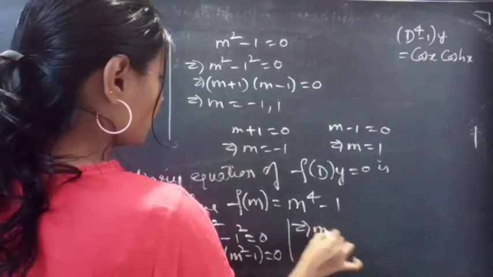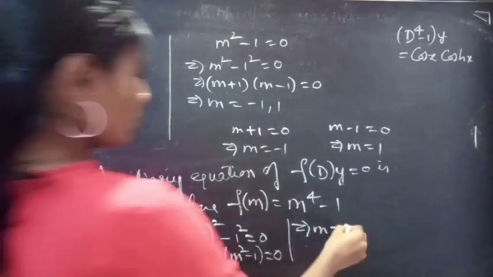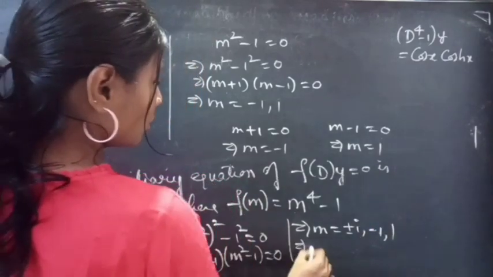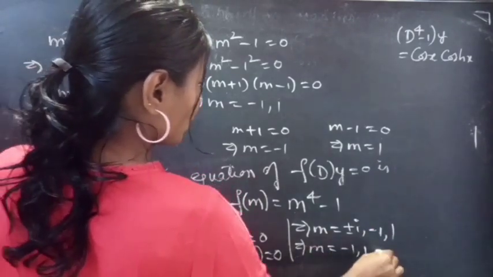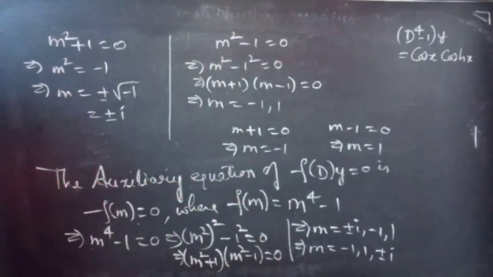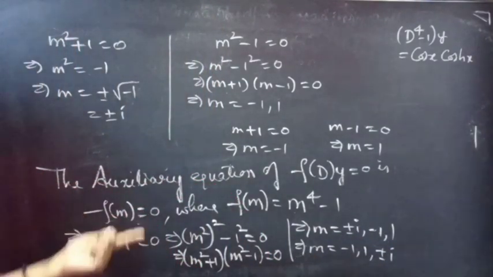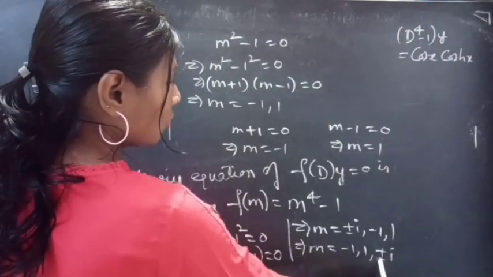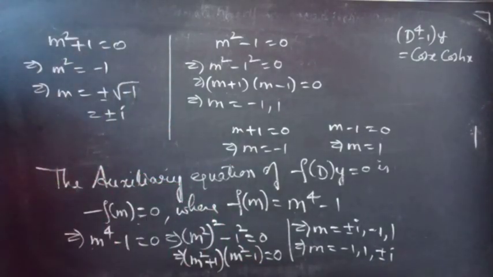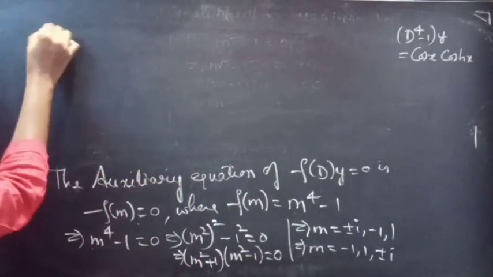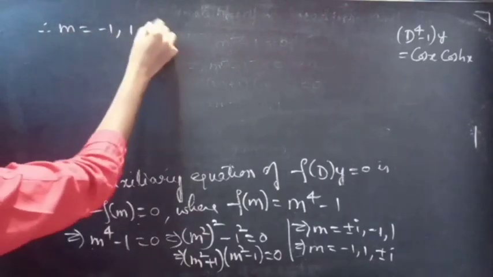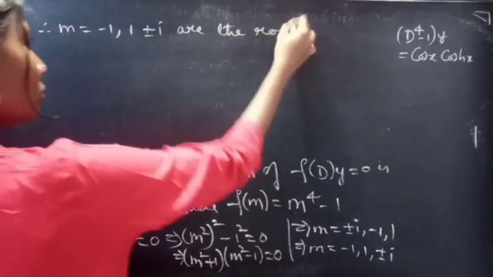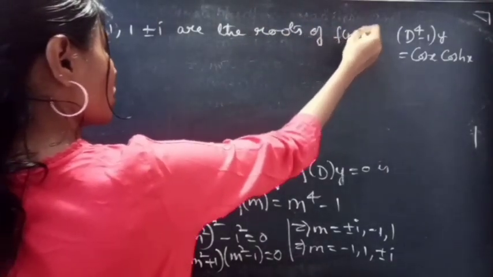Then m = plus or minus i and -1, 1, right? Or m = -1, 1 and plus or minus i. Now we got the roots of our auxiliary equation. Here two roots are real and distinct, and we got a pair of complex conjugate roots. Therefore m = -1, 1, plus or minus i are the roots of our auxiliary equation.